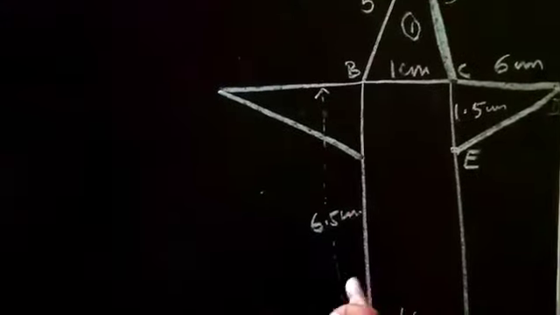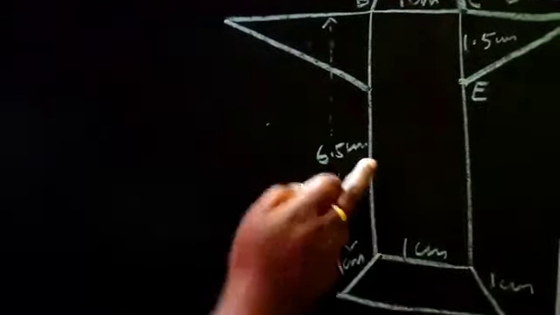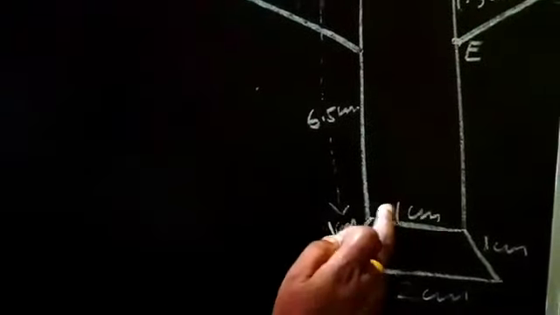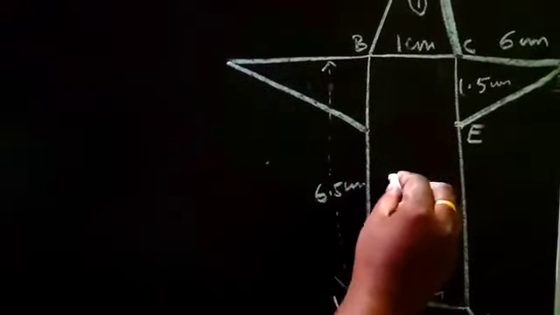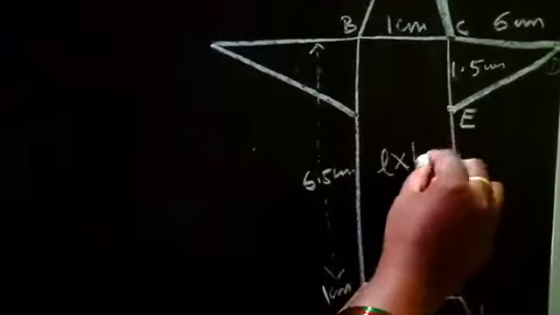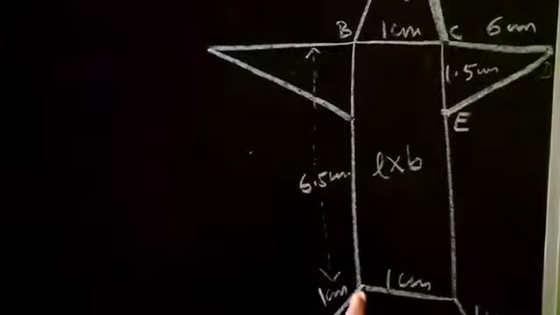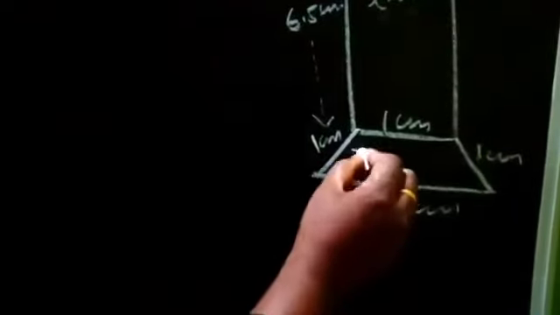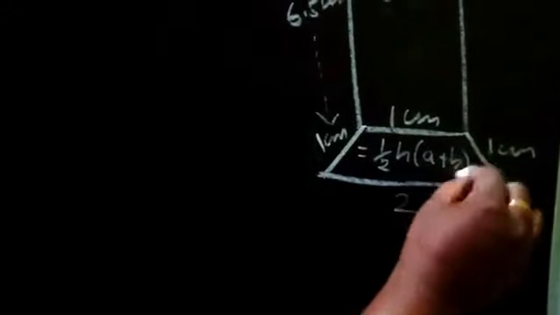Then this part, here the height they given is 6.5 centimeter. This length is 1 centimeter. So here for the rectangular portion, area is length into breadth. If you use the formula of length into breadth, we'll get the area of this. And the trapezium formula is half into height into A plus B. We have A is 2 centimeter here and B is 1 centimeter. This is A and B is the side.